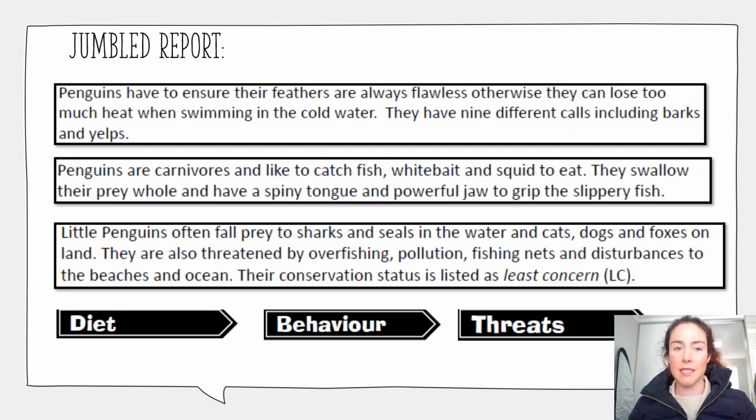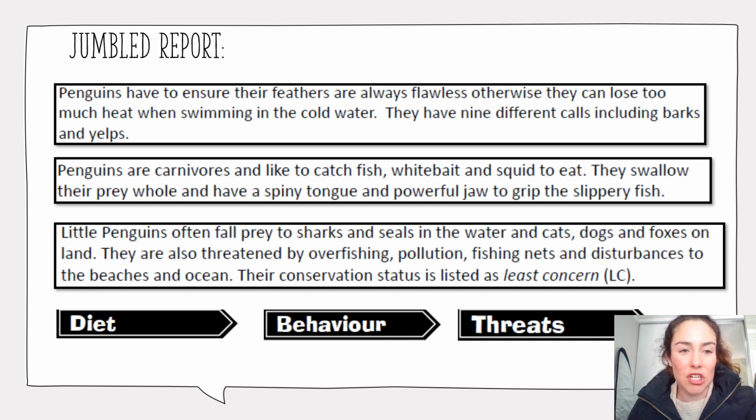So what we're going to look at today is the structure of an informative text, and we're going to start by looking at a jumbled report. This jumbled report goes over a few slides, and what we're going to do is read through the 3 paragraphs here and then think about what subheading would go with each paragraph. With the subheadings, we have diet, behavior, and threats. What I'd like you to do is pause your video now and read through those 3 paragraphs in your head, and then we're going to talk about the answers.